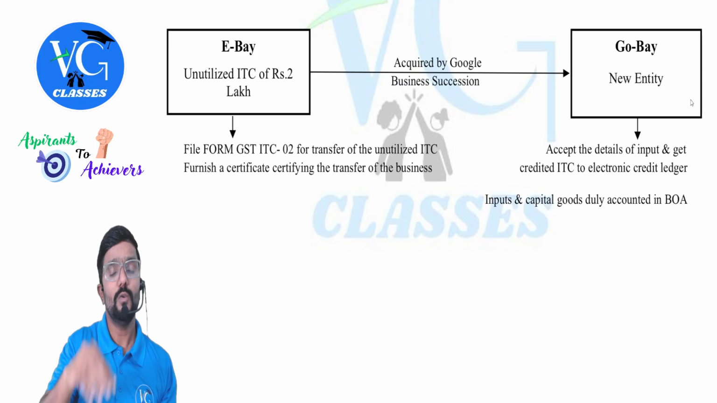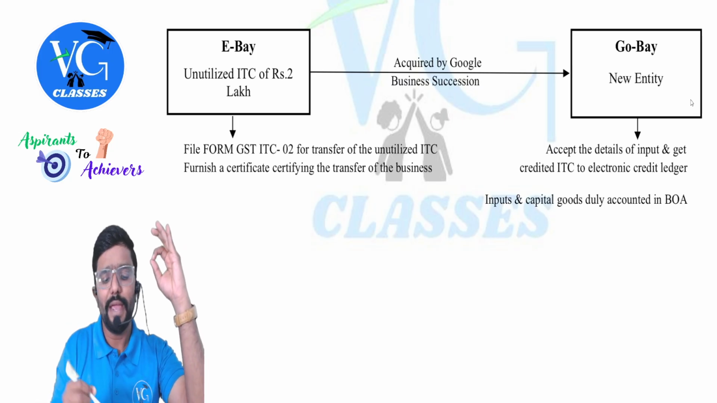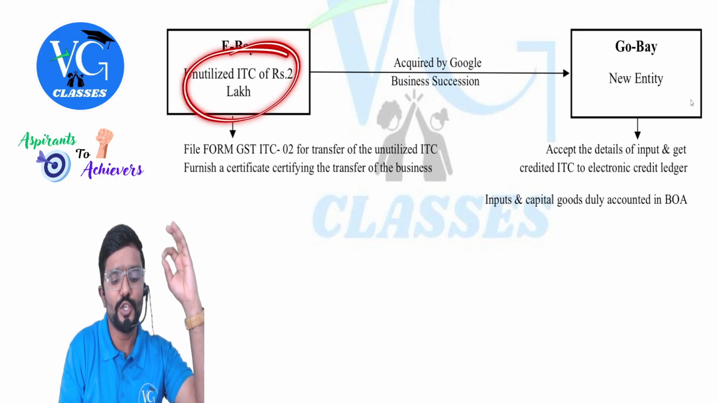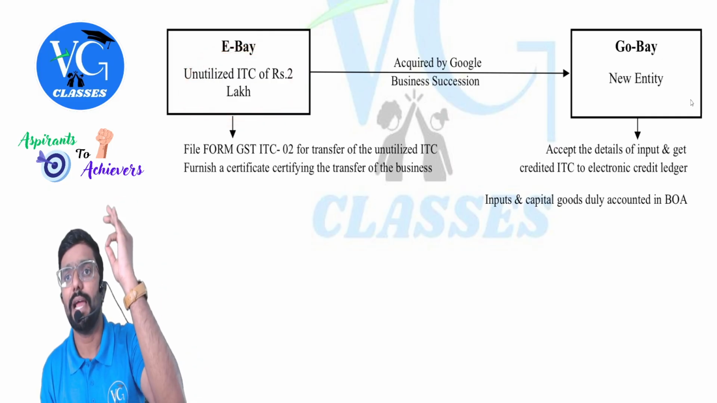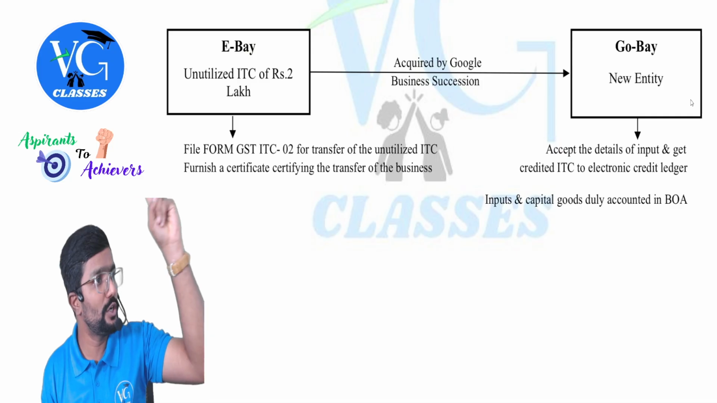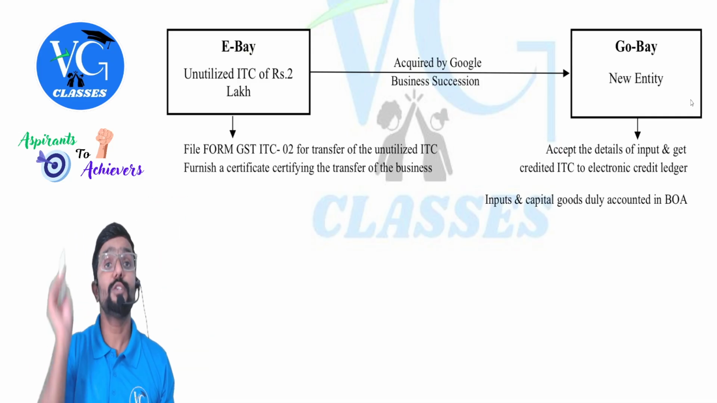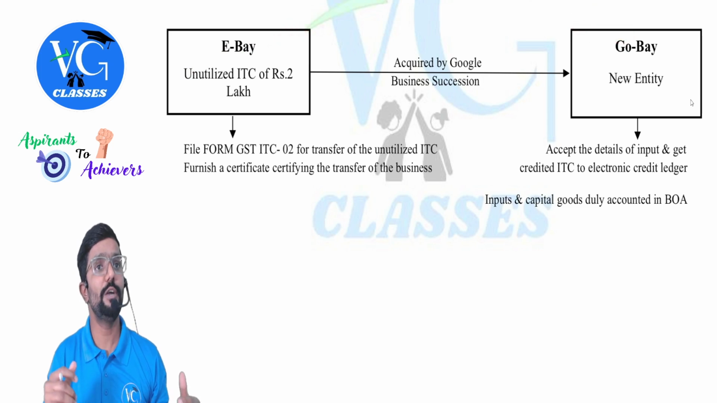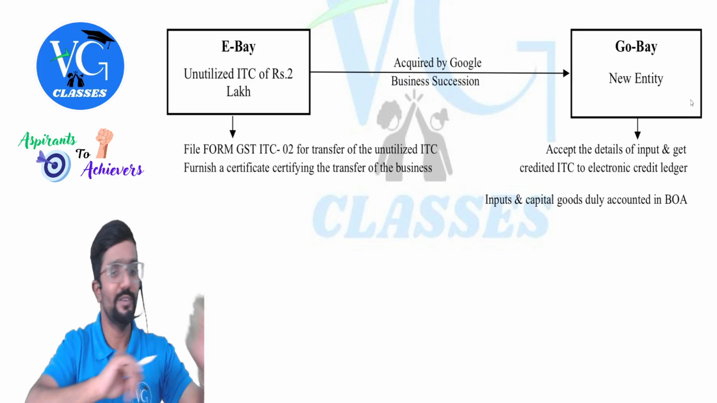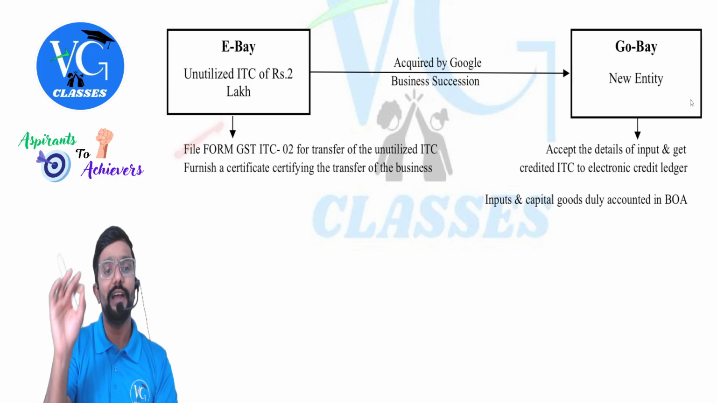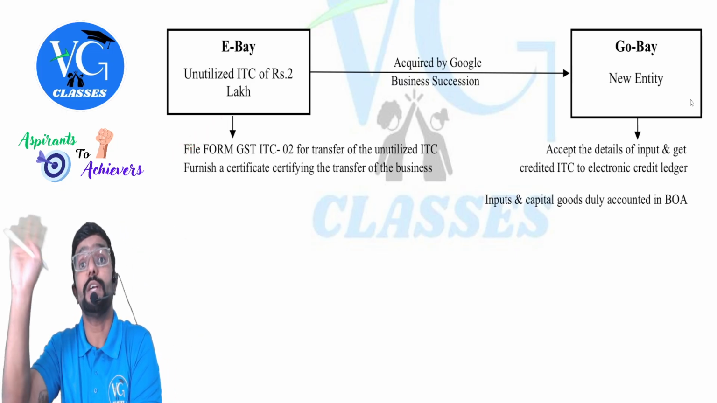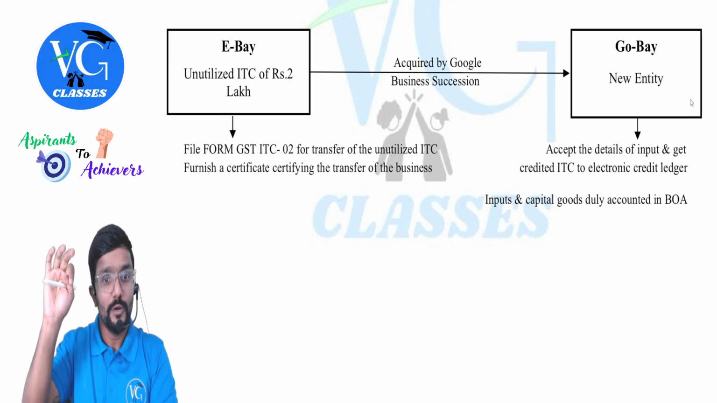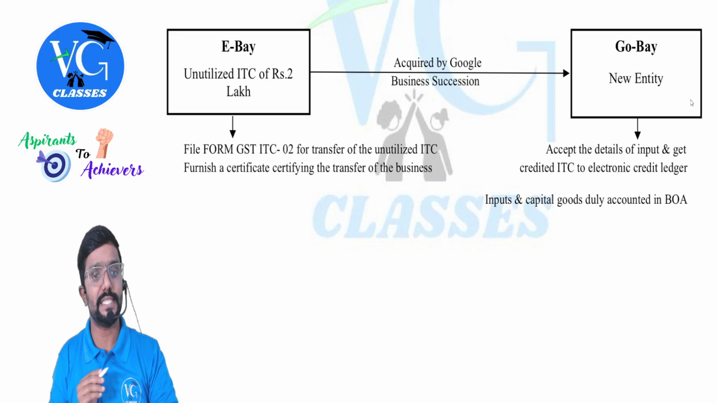Okay. Now, eBay had an unutilized ITC of, assume, 2 lakh. What should they do? They need to transfer it to Gobe, right? Yes. How can they do it? They have to file GST ITC-02, not 01, 02, for transfer of unutilized ITC.